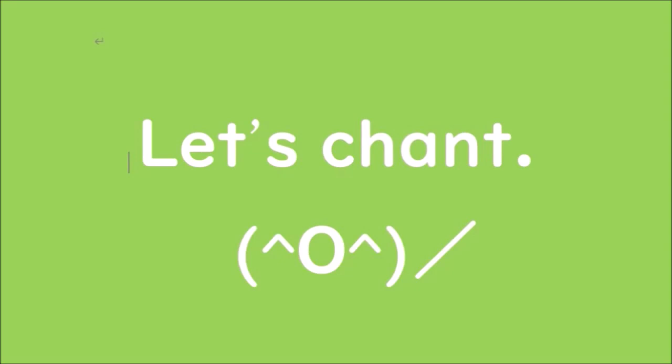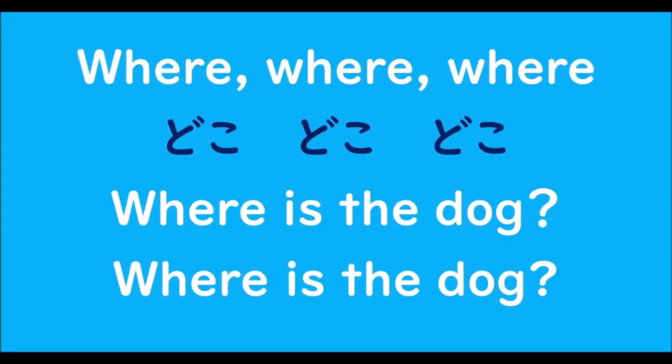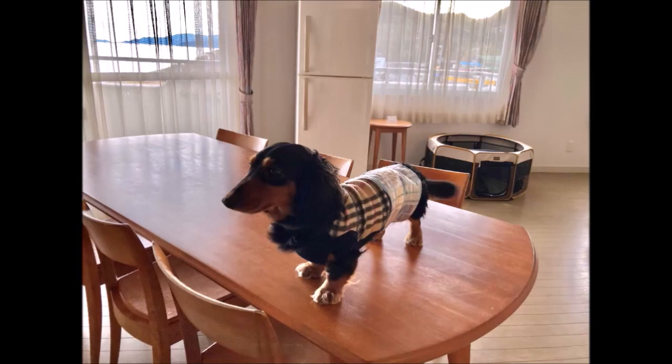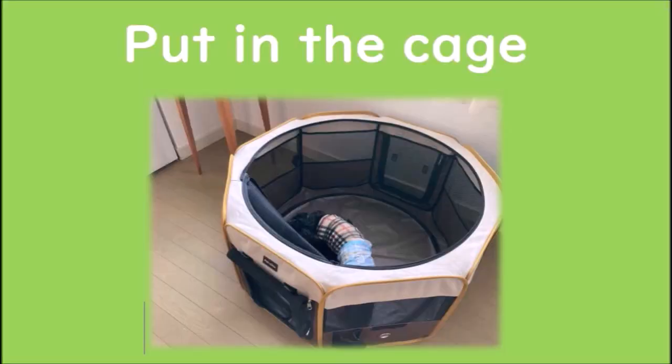じゃあみんなもやってみましょう。なるだけたくさんの部分を真似してみてね。Let's go! Where, where, where? どこどこどこ? Where is the dog? It's on the table. Oh no. Put in the cage.